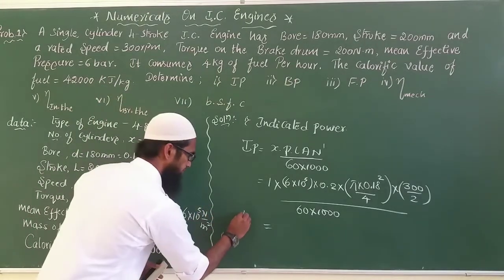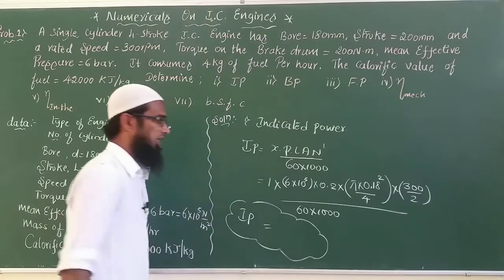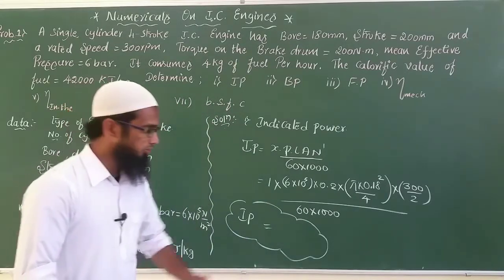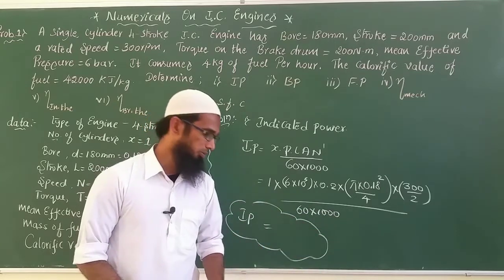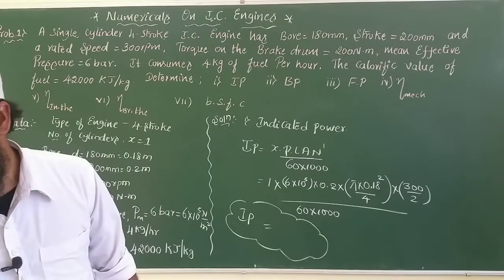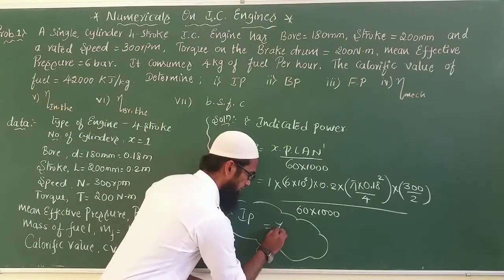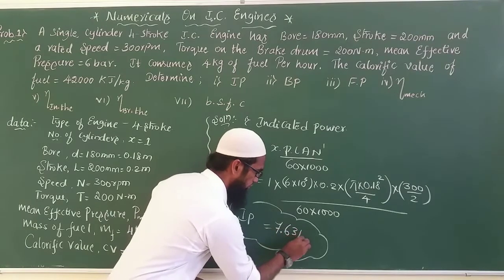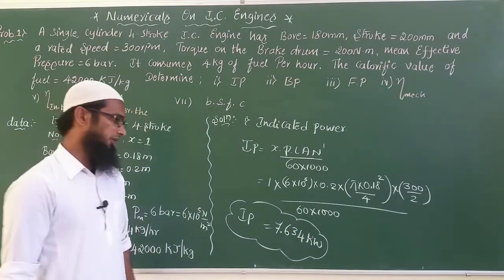When we simplify this, we get the indicated power in kilowatts, because I have taken the 1000 in the denominator. Looking at the value, the indicated power is 7.634 kilowatt.